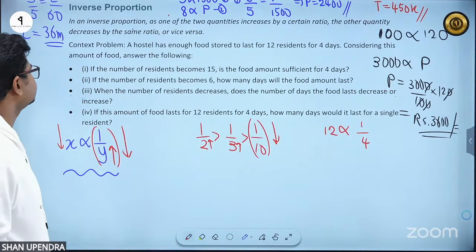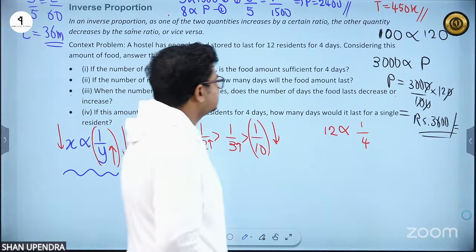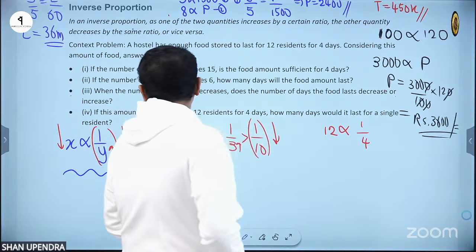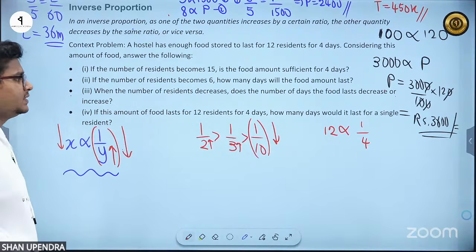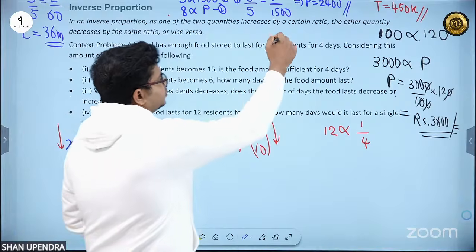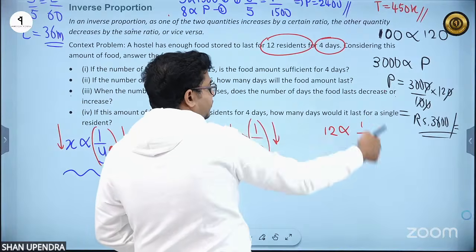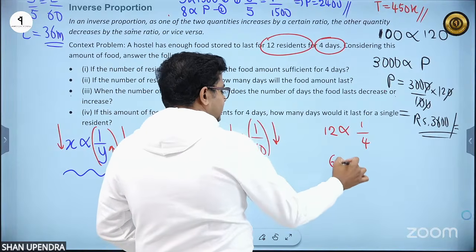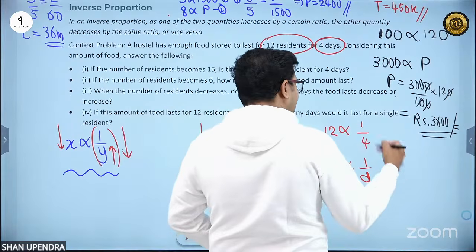Now if the number of residents becomes 6, how many days will the food amount last? If there are 12 residents, then it's valid, it remains for 4 days. If it is 6, then you don't know the days. If you divide those two, actually now it is remaining 8 days.